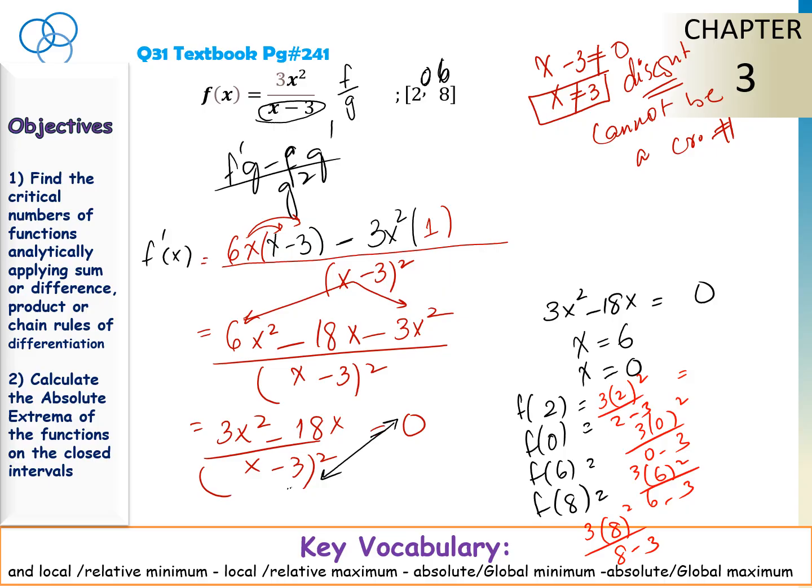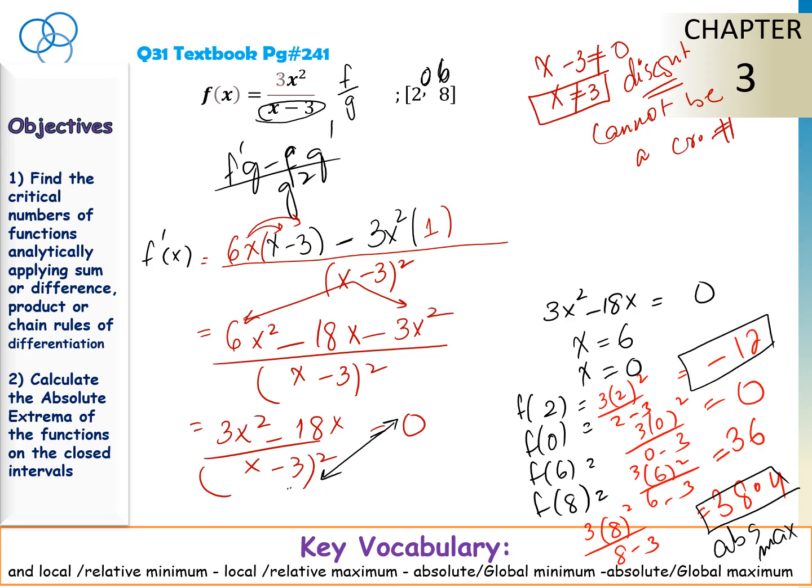So f of 2 gives us negative 12. F of 0 gives us 0. F of 6 gives us positive 36 and f of 8 gives us 38.4. Okay, so the highest value is 38.4, which is your absolute maximum, and the lowest value is negative 12, which is your absolute minimum.